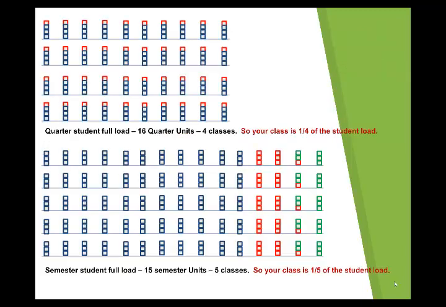So here's a greater picture of it. If you're looking at a full load for a student under quarters, those 4 lines there are the 4 classes that they take for a full load. A quarter unit full load is 16 units.